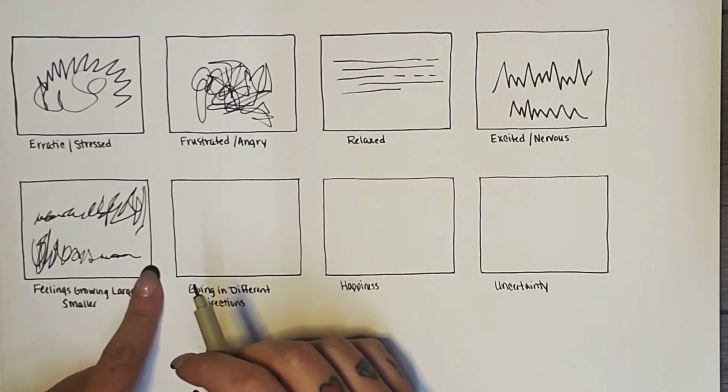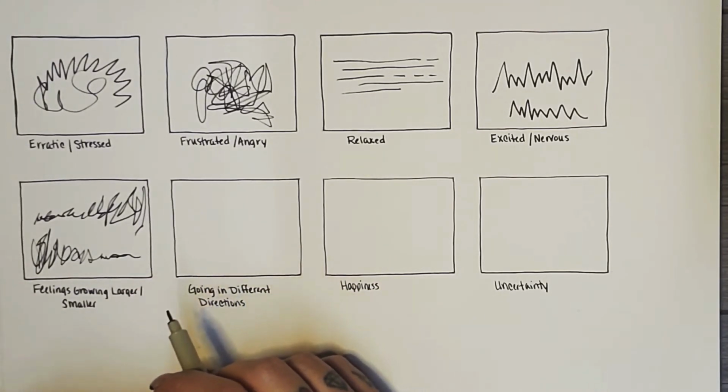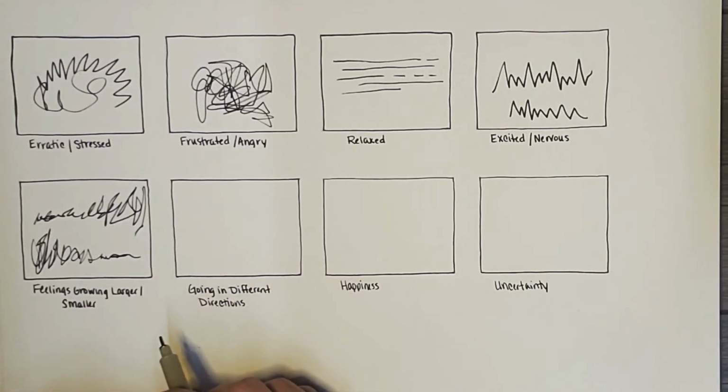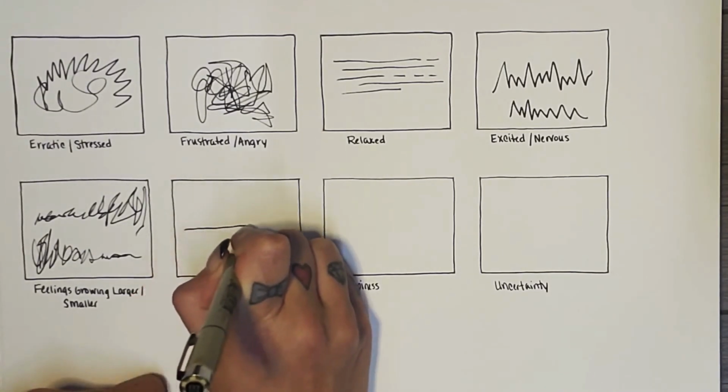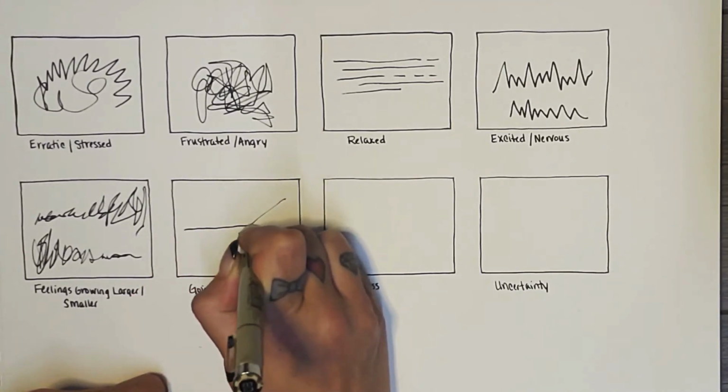To show someone's emotions or beliefs going off in different directions, you can show this by taking a line that goes off in multiple different directions.